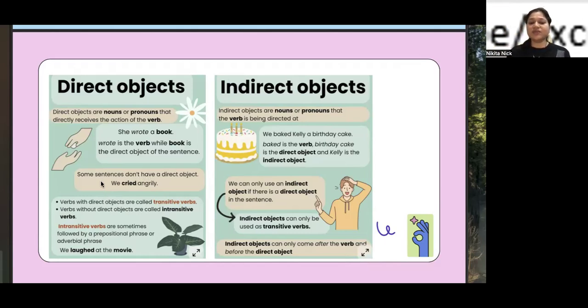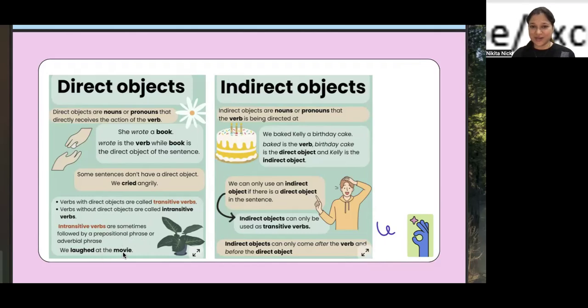Some sentences don't have a direct object. We cried angrily. There is no object, right? The verbs with direct objects are called transitive. So whenever a verb has a direct object, we define it as a transitive verb. And verbs without direct objects are called intransitive verbs. That's why I'm teaching direct and indirect. You already know this, it's a revision. Intransitive verbs are sometimes followed by a prepositional phrase or adverbial phrase.